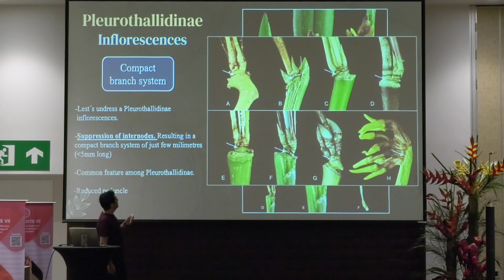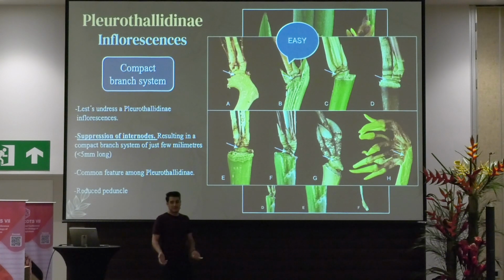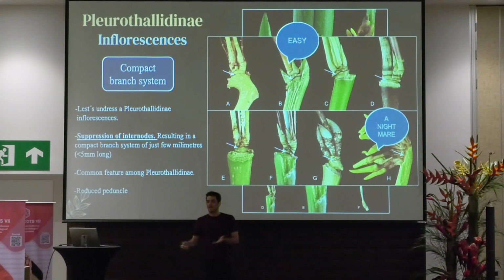As you can imagine, some of them are very easy to study in terms of typology, as with some of these species of Pleurothallidinae. Here, there are just a few internodes and just a few branches, but as soon as we add more branches, and branches and branches, it gets more complicated to study. So, well, actually, a nightmare to study this type of typology.